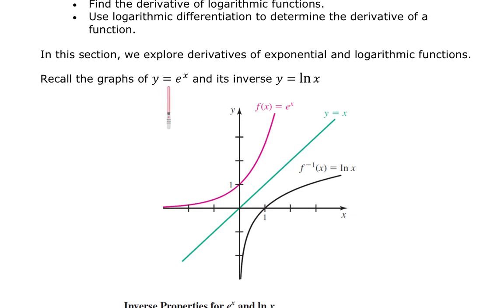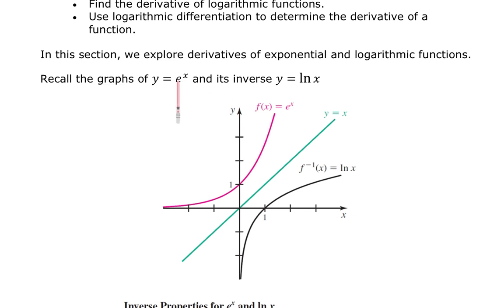So y is equal to base. This is the base. It is not a variable, it is a number. We'll call it base e to the x. So y is equal to e to the x. And you'll notice that x is in the exponent. The variable is in the exponent, so we know that this is an exponential function.